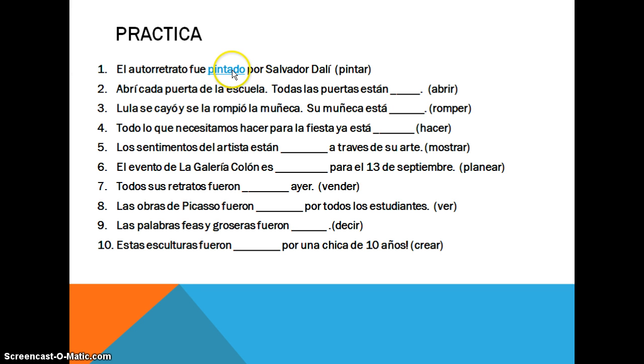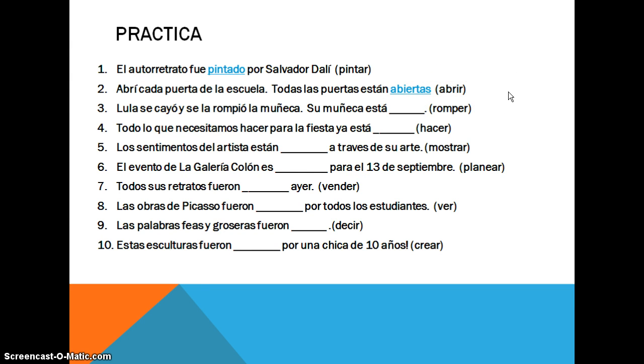Abrir cada puerta de la escuela, todas las puertas están. So if I opened every door of the school, all of the doors are open, right? So what does open refer to? It refers back to the doors, which are feminine and plural. So it would be abiertas. And this happens to be an irregular, so abrir becomes abiertas.